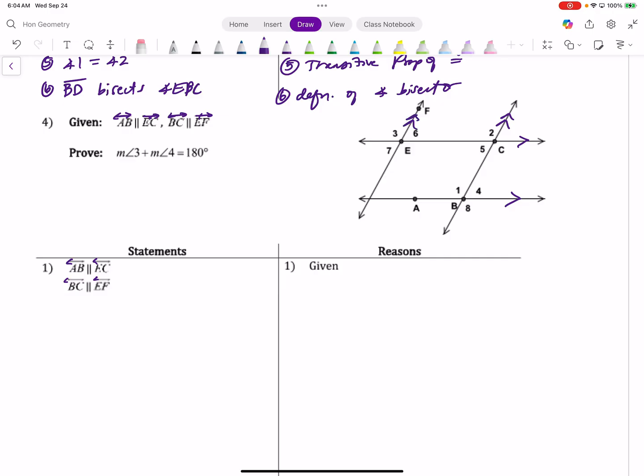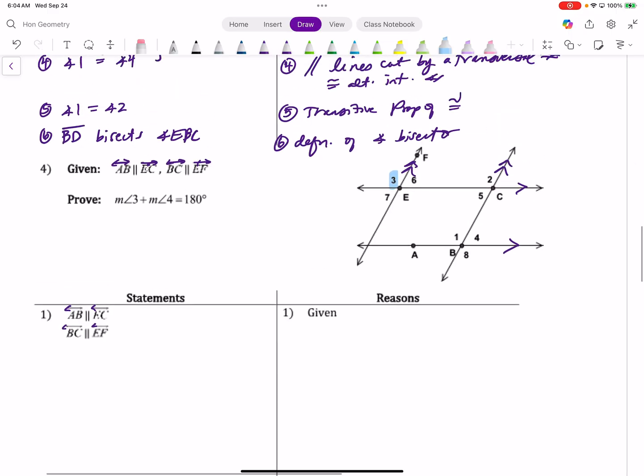Okay. All right, and let's see what we're looking at. 3 and 4. So we need to throw in 3s and 4s. And we got to make those add up to 180 degrees. So why don't we... what do I want to do first? There's so many different routes I could take. I'm trying to figure out which one would be the most efficient, or if they're all kind of the same. I think I'm just going to start down here with a linear pair postulate. Let's go: the measure of angle 1 plus the measure of angle 4 is 180 degrees.